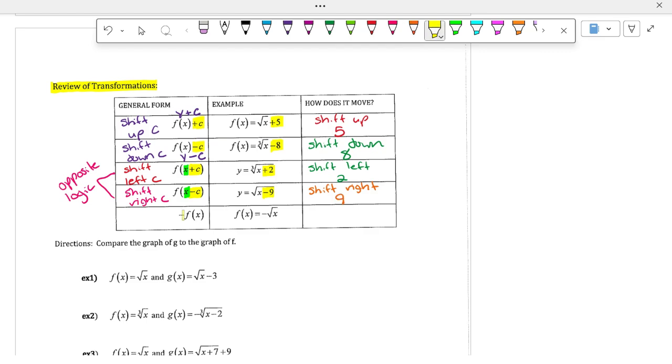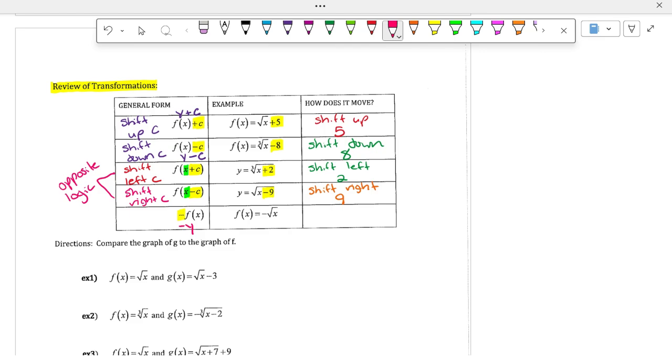Now this last one, they're making your y values negative. So if the y values become negative, but the x's remain the same, what actually happens? The x's will remain the same, but the y's will flip.